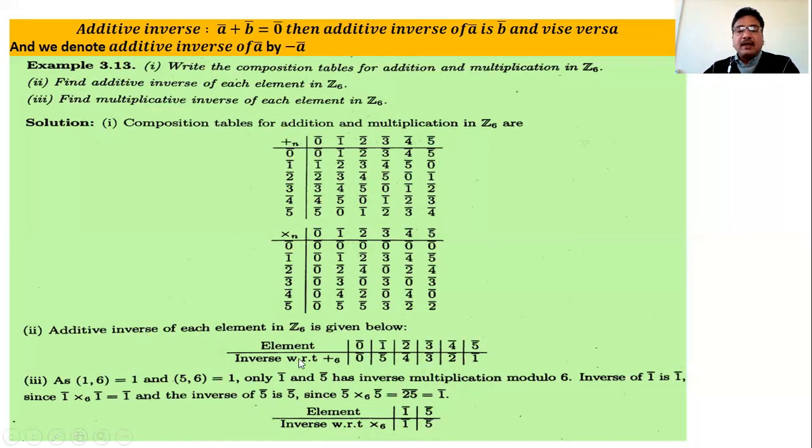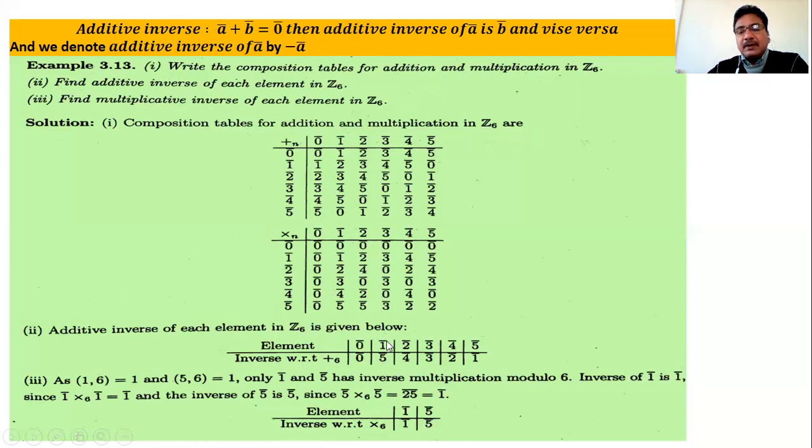And what is the additive inverse? If this is the definition, their addition is 0 bar. So 0 bar plus 0 bar is 0 bar, and therefore the additive inverse of 0 bar is itself 0 bar. Then 1 bar plus 5 bar is 0 bar, and therefore the additive inverse of 1 bar is 5 bar, and therefore the additive inverse of 5 bar is 1 bar. Vice versa. That is, if a bar plus b bar is 0 bar, then a bar and b bar are additive inverses of each other.